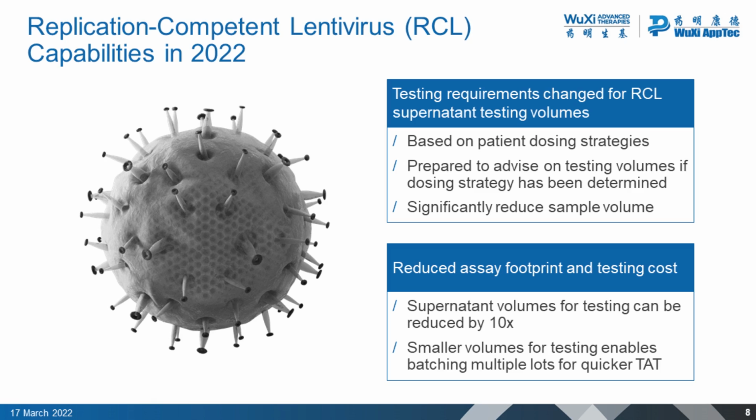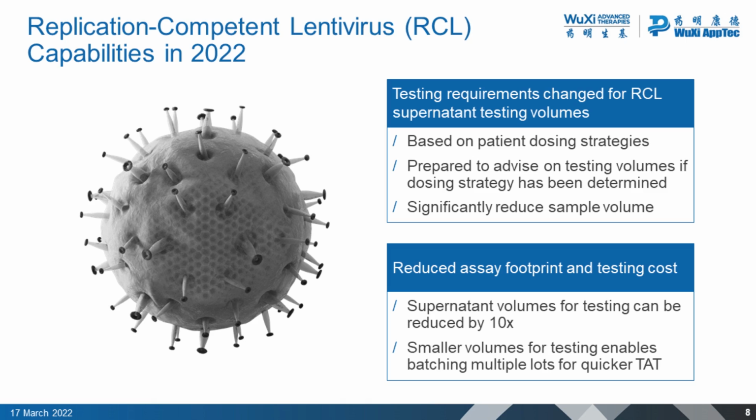The new volumes that are reduced are calculated based off of the dosing strategy in terms of the concentration of the vector, the concentration of cells that are being transduced, or the amount of vector that's being injected, if it's direct injection, and the concentration of that vector at which the transduction is being performed, or transfection, excuse me. The reduced assay footprint by reducing the supernatant volumes on test are significant.